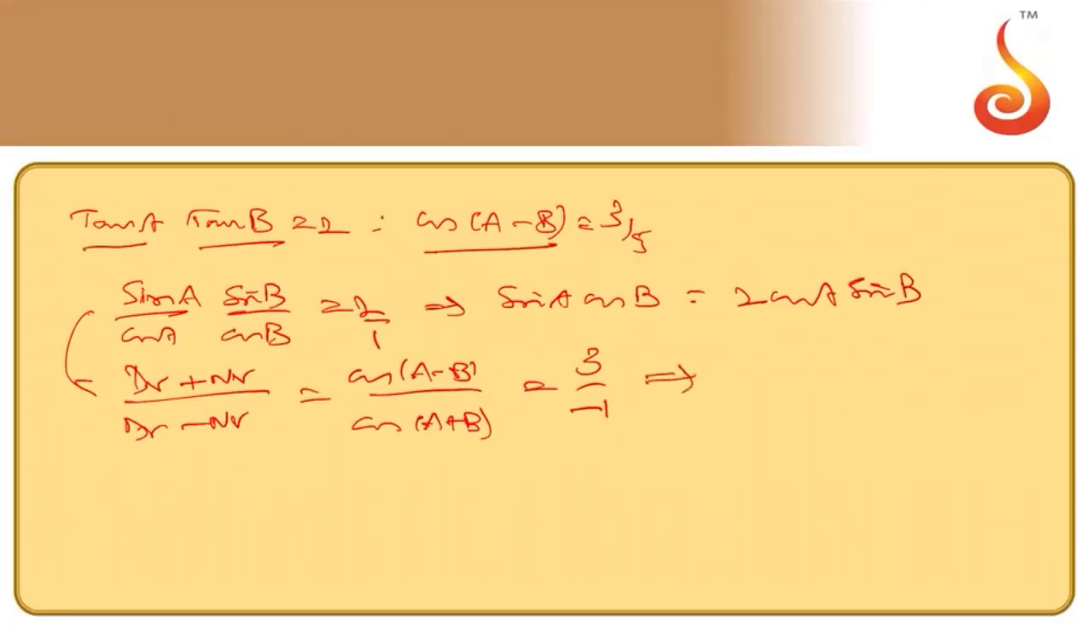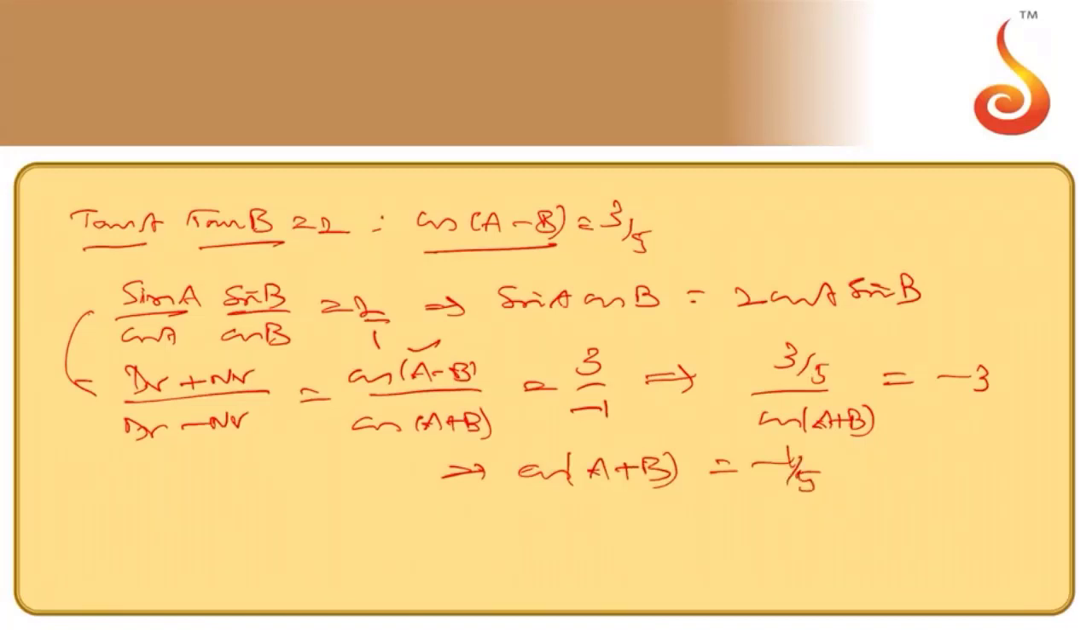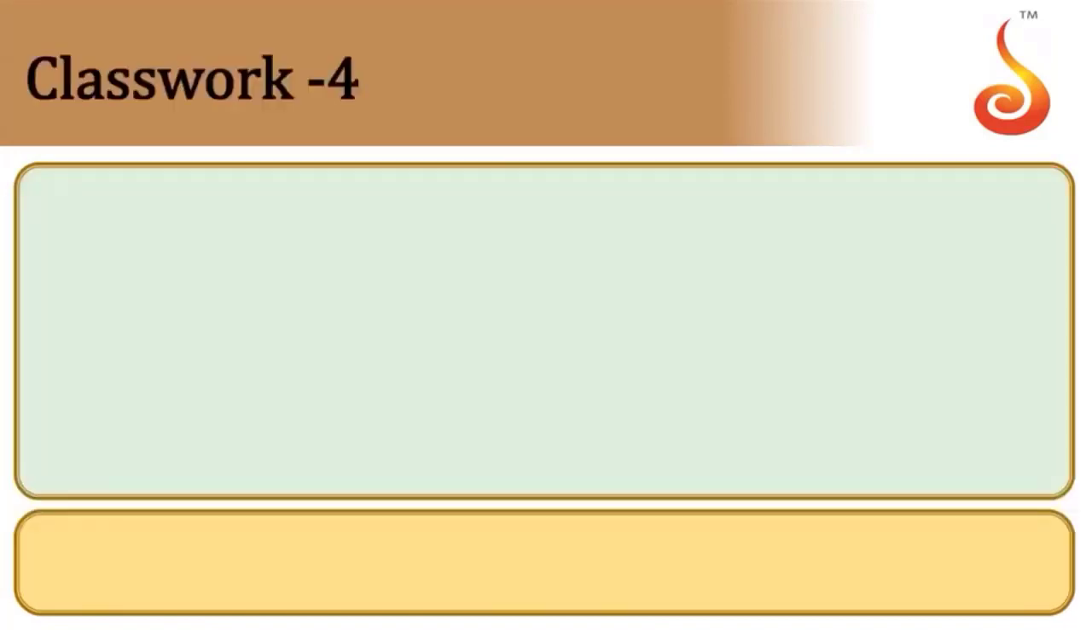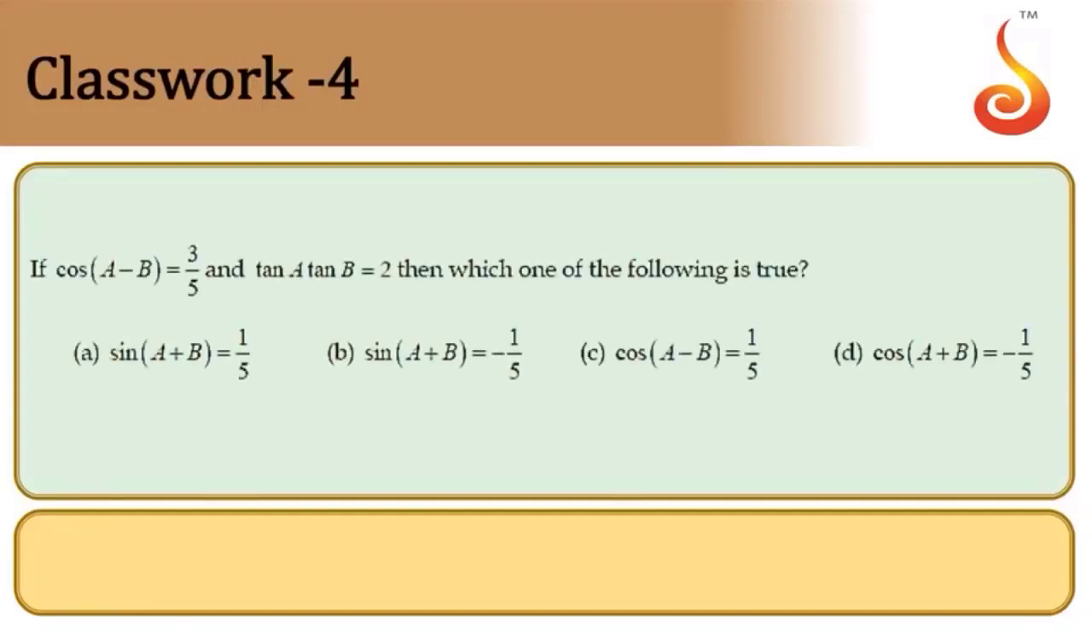But from here we know cos of A minus B is equal to 3 by 5. So 3 by 5 divided by cos of A plus B is equal to minus 3. So cos of A plus B is equal to minus 1 by 5. Given cos of A minus B is 3 by 5 and tan A tan B is equal to 2, cos of A plus B is equal to minus 1 by 5 will be the answer for this one.